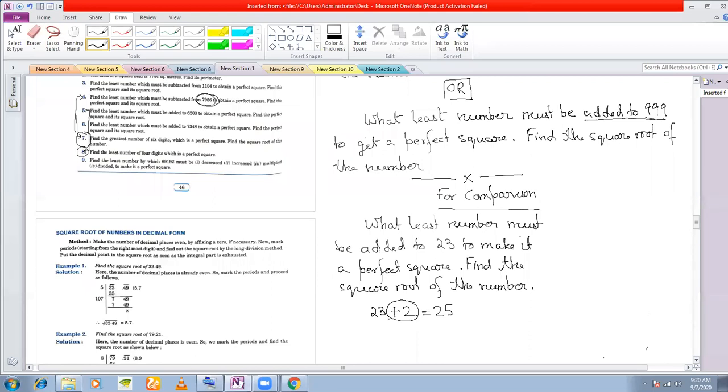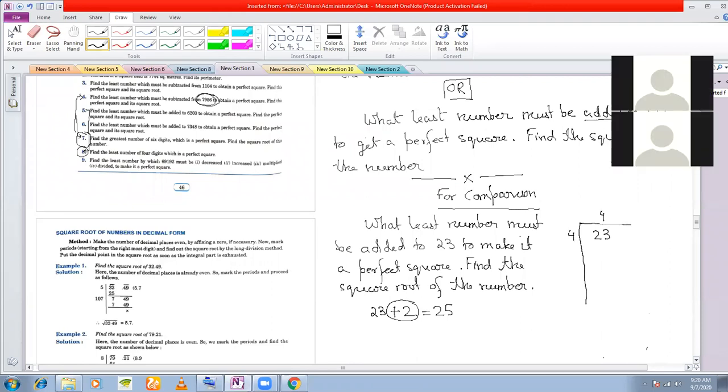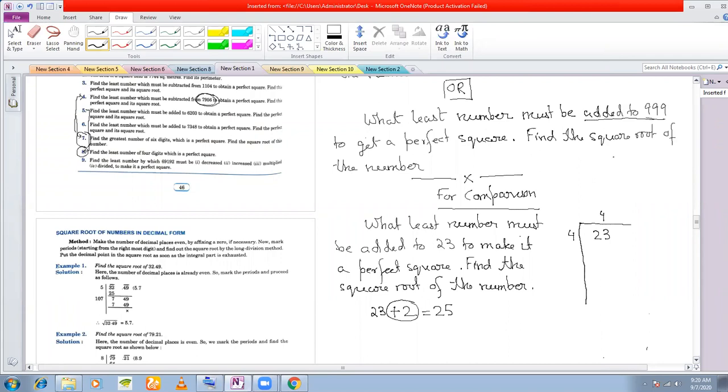Now the point is how are we getting this 2? Again, division method. 23. Okay, so here we have 4 into 4, 16. And the remainder that we are getting is 7. Right? Now we stop here. We will not proceed further. We are not actually finding the square root. We are only finding the quotient in the square root. Okay.